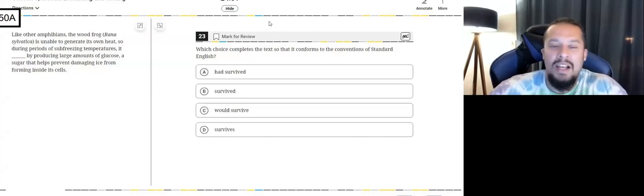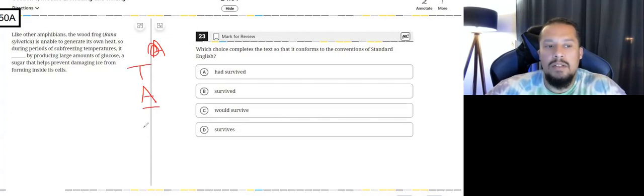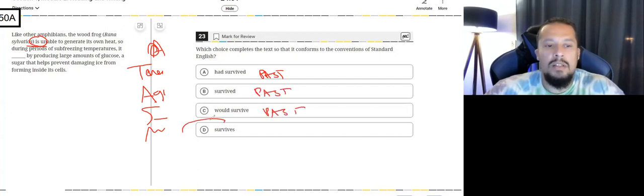23. Tense, TASM. TASM, right? Tense, agreement, simplicity. I'm reading through, it is unable, right? So we're talking about the frog, it's talking about the present tense. There's no shift in tense. A is past, B is past, C is past, D is in the present. My answer is D, it survives.